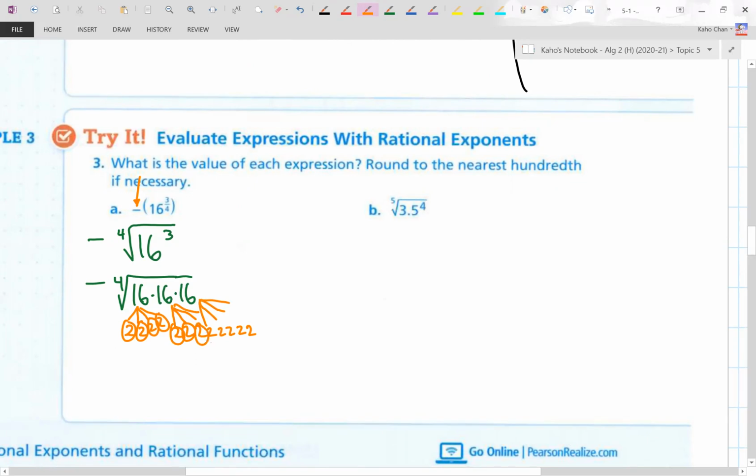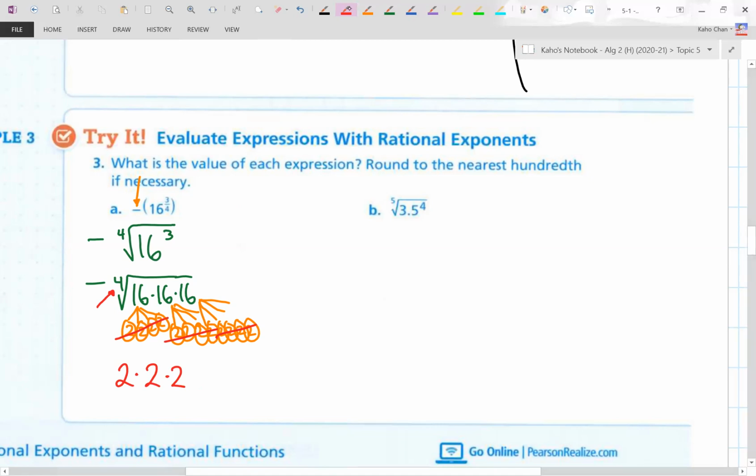What are we looking for? We're trying to take the 4th root of 16, 16, 16. We need 4 of them. That's my index or root. There's a first grouping of 2's, and take out another quadruple of 2's, and finally a third quadruple of 2's. There's no more left underneath.